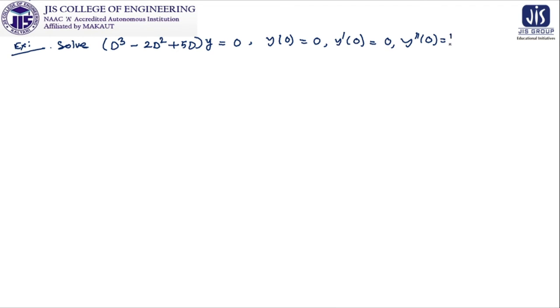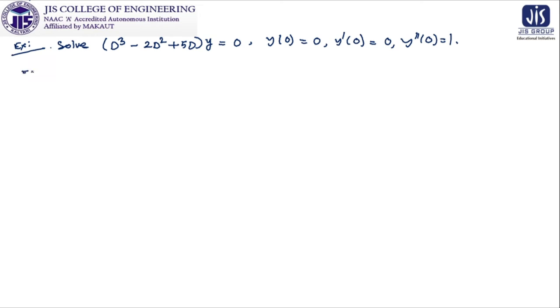So the problem is like this: solve D cubed minus 2D squared plus 5D on y is equal to 0, with y(0) is equal to 0, y dash 0 is equal to 0, and y double dash 0 is equal to 1.